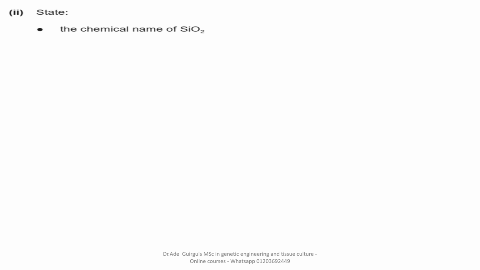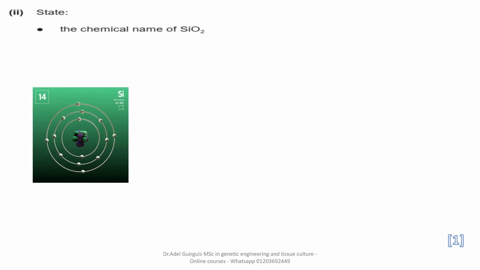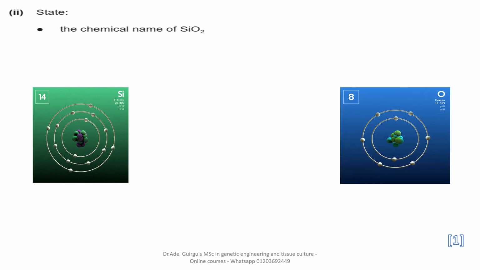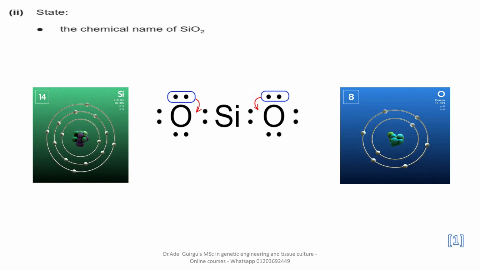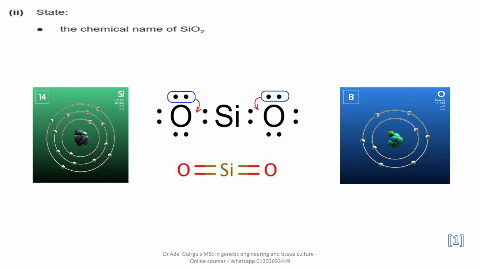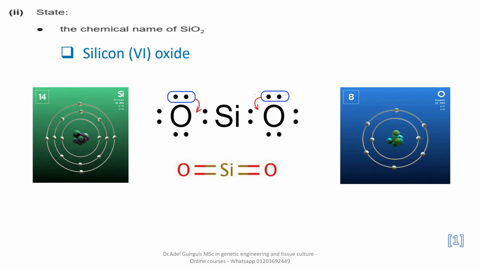Double I. State the chemical name of SiO2. Firstly, look at Si. Si has atomic number 14, electronic configuration 2,8,4. In the outermost shell 4 electrons are present, so the valency of silicon equals 4. While for oxygen, 2,6, its valency equals 2. When silicon reacts with oxygen, each atom of silicon shares 4 electrons, while each atom of oxygen shares only 2 electrons. So the structure is like this, 4 covalent bonds between Si and O. So the name is silicon 4 oxide.